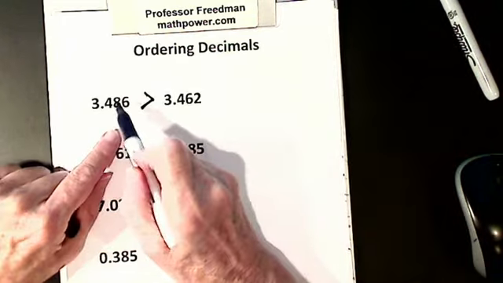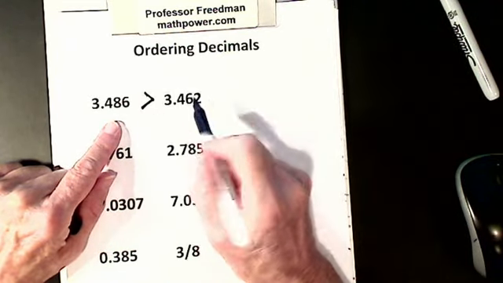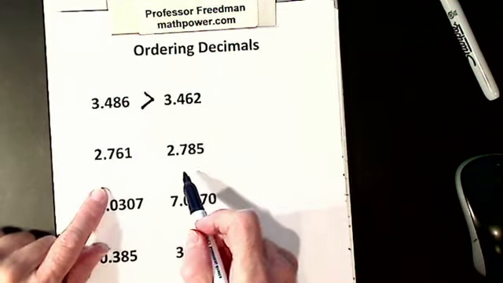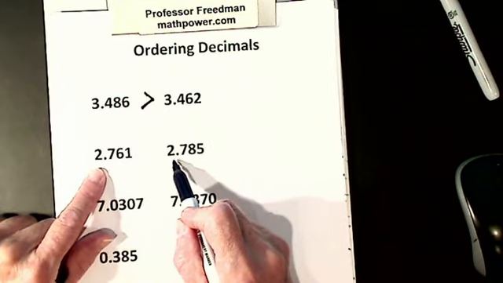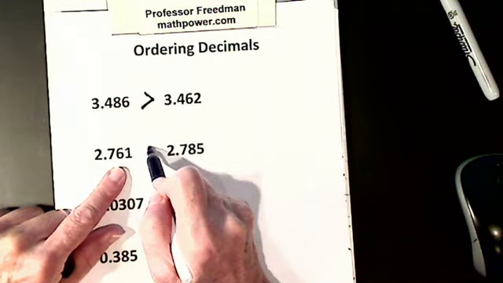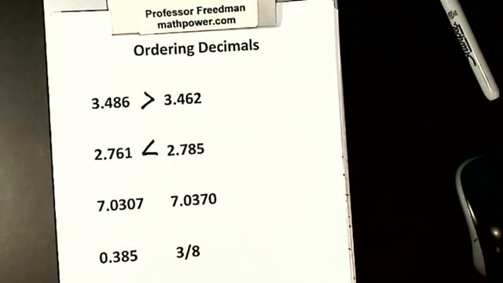If you think about it, I have 486 thousandths and I have 462 thousandths. So this one's bigger. I just go digit by digit. My 2's are equal, my decimal point, my 7's are equal. 6 is less than 8. This decimal is less than this one.